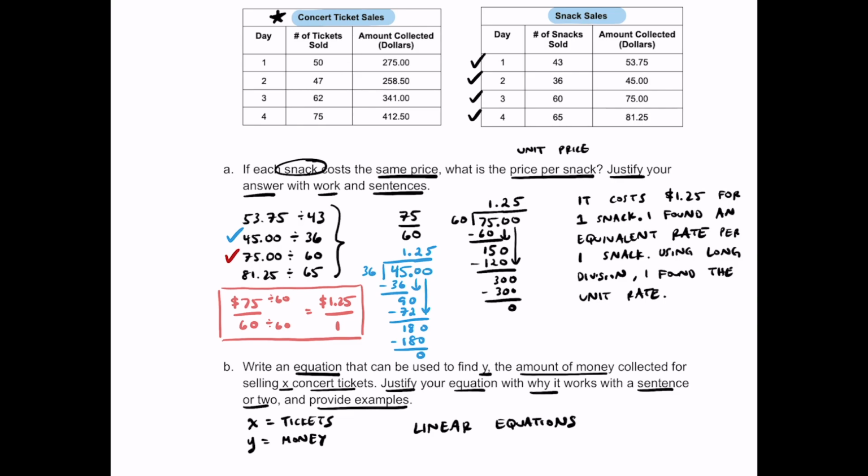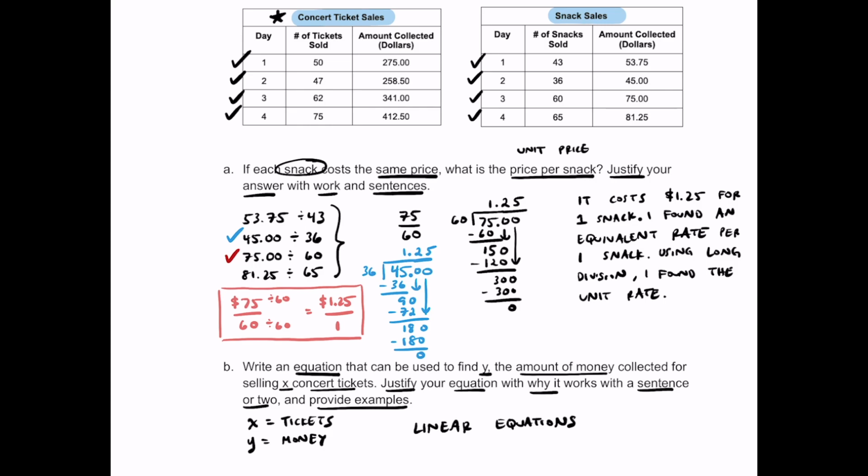So let's see. We have the number of tickets. We know we sold 50 tickets for $275 on day 1. On day 2, we sold 47 tickets for $258.58. Day 3, 62 tickets for $341, and day 4, 75 tickets for $412.50. So assuming this is the same as the snack sales, where the snacks all cost the same, the tickets should also cost the same. So we could divide any of these amounts of dollars by the number of tickets, and we should get a price for a number of tickets here. So we need the unit rate to write an equation.